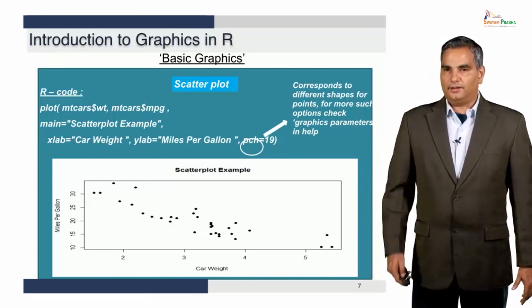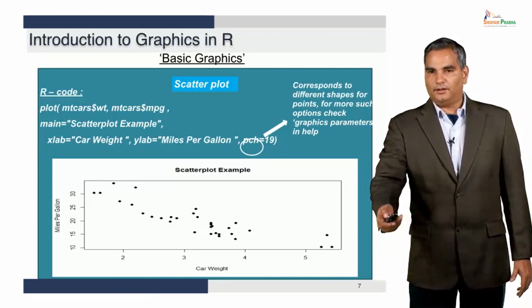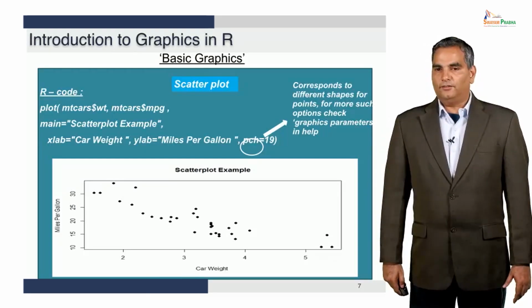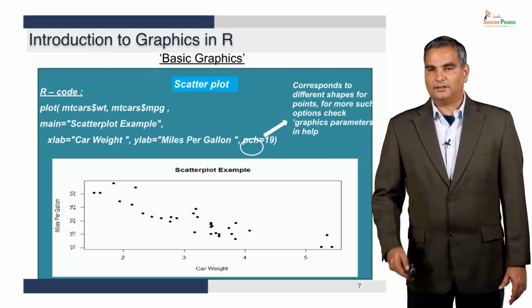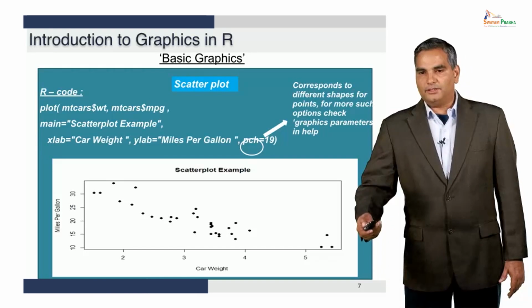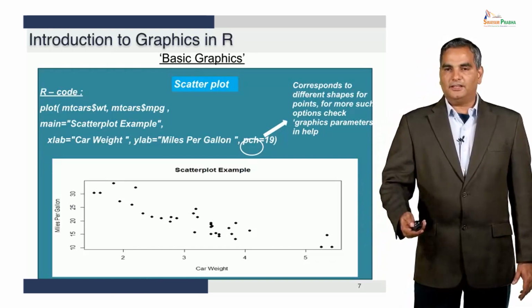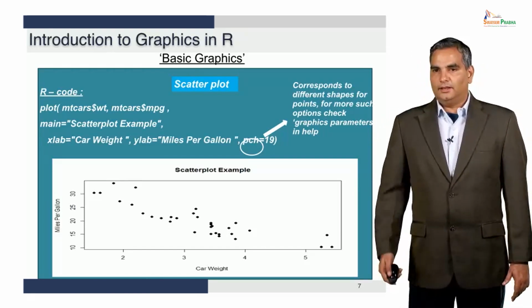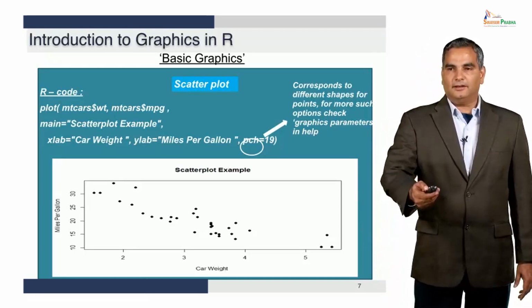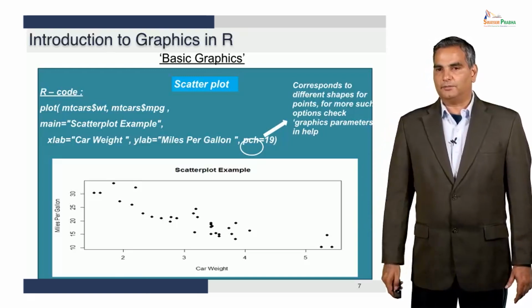The code is here. So we plot mtcars$weight would mean that we are going to plot the weight, car weight, in the x-axis. mtcars$mpg means we are going to plot miles per gallon in the y-axis. We are doing a scatter plot example. The main refers to the title that will come in the plot.